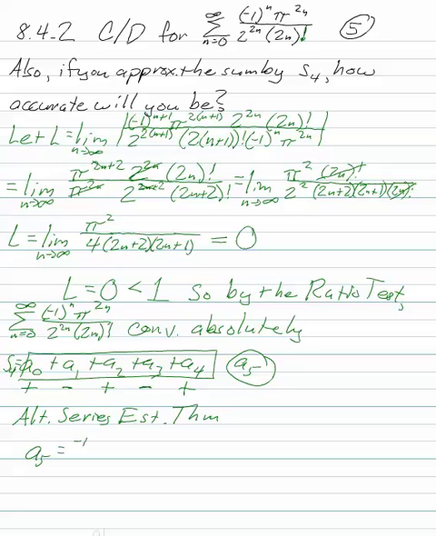A5 is negative 1 to the 5. Since it's an error term, we're going to take an absolute value. Pi to the 10 over 2 to the 10 times 10 factorial, which is pretty huge. So whatever that number is, we'll simplify it to get rid of the negative: pi to the 10 over 2 to the 10 times 10 factorial. That is our error term. Our error will be less than that. Our answer here, S4, will be correct, give or take this much.